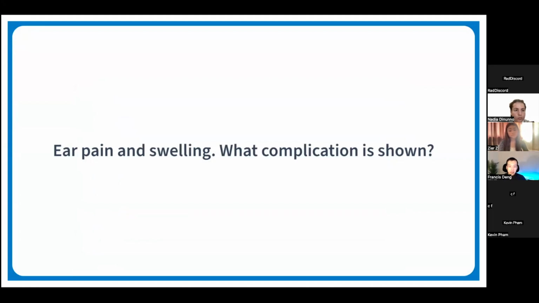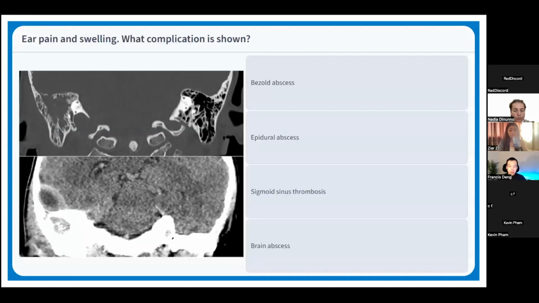Here's another ear case. The patient presented with ear pain and swelling. What complication is shown? This is a 7-year-old presenting with ear pain and fever.